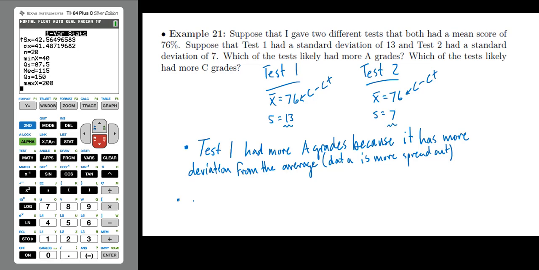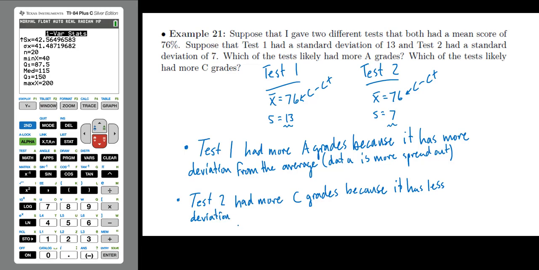Well, that'd probably be test 2, right? Test 2 had more C grades because it has less deviation from the average. Or in other words, it is less spread out.